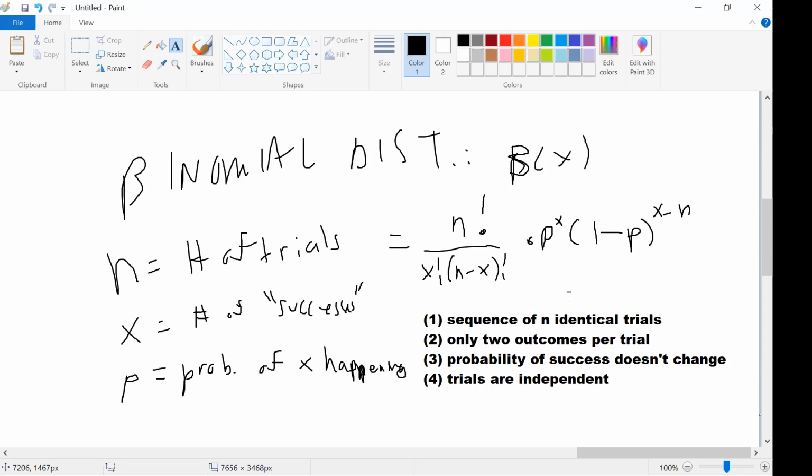Second, only 2 outcomes per trial. Now, a little bit of a quirky one about this. Oftentimes, you don't have to worry too much about condition 2, because how you define the number of outcomes is up to you. For example, let's say you're going to that Whataburger and you just want there not to be any more than 5 people.